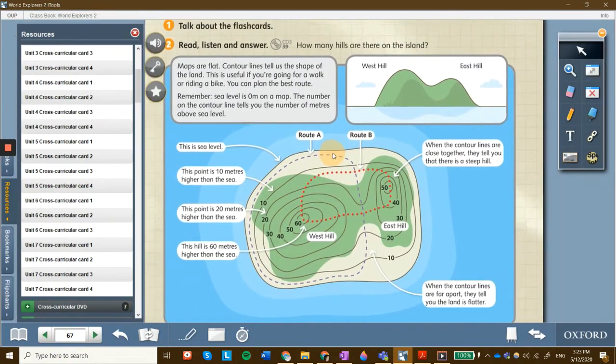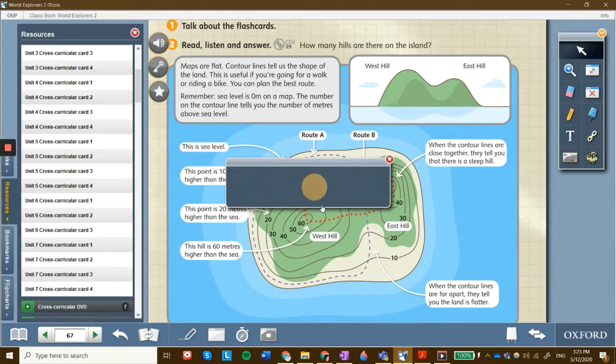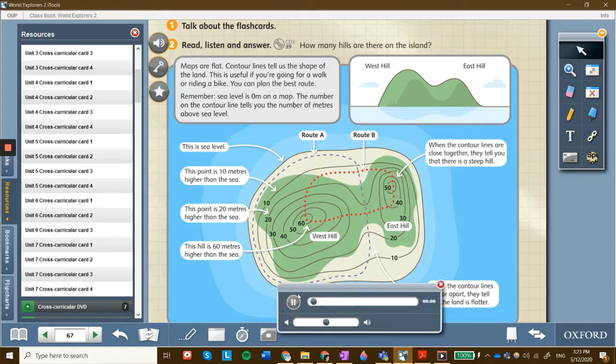Listening 39, Activity 2. Read, listen and answer. Maps are flat. Contour lines tell us the shape of the land. This is useful if you're going for a walk or riding a bike. You can plan the best route. Remember, sea level is 0 meters on a map. The number on the contour line tells you the number of meters above sea level.